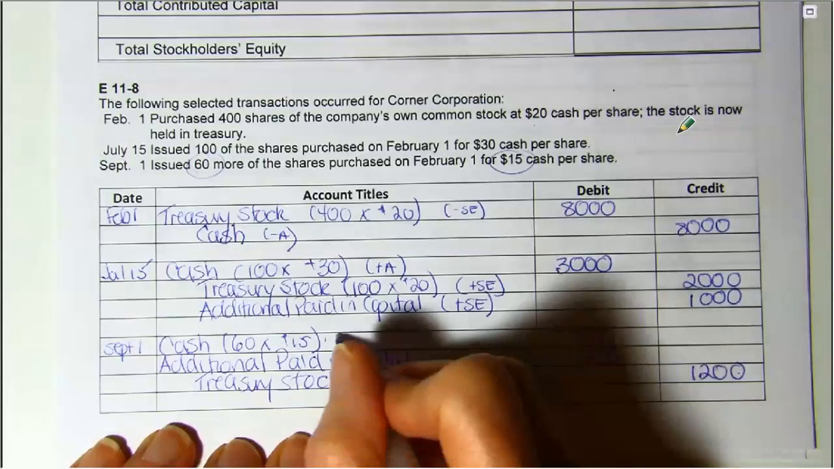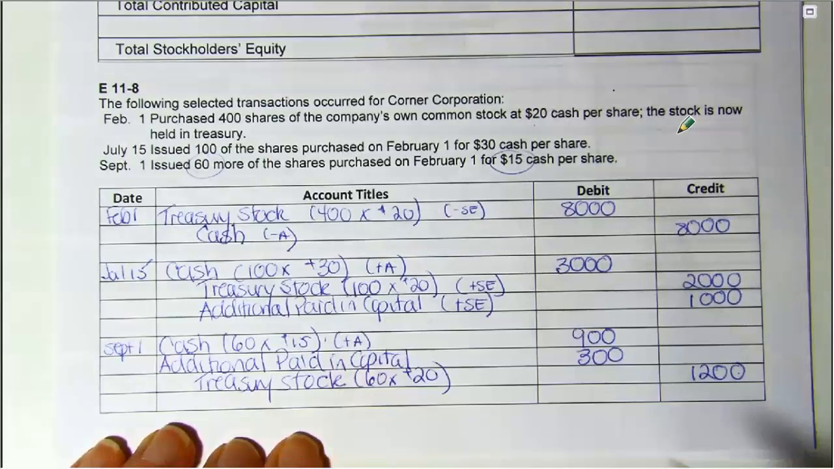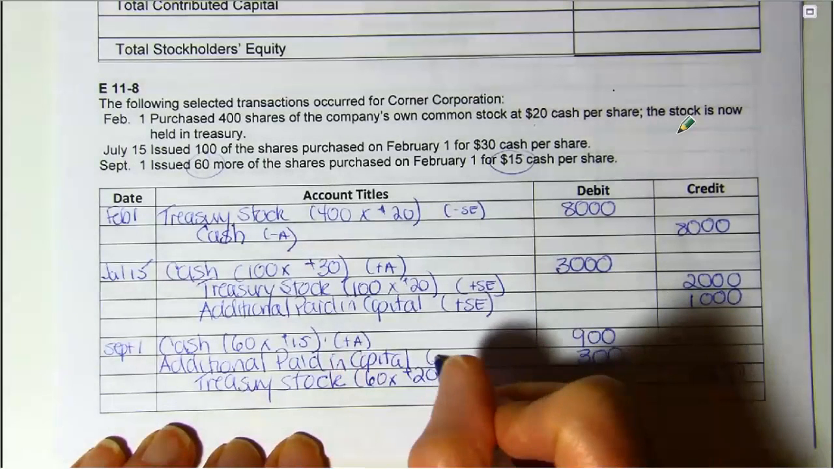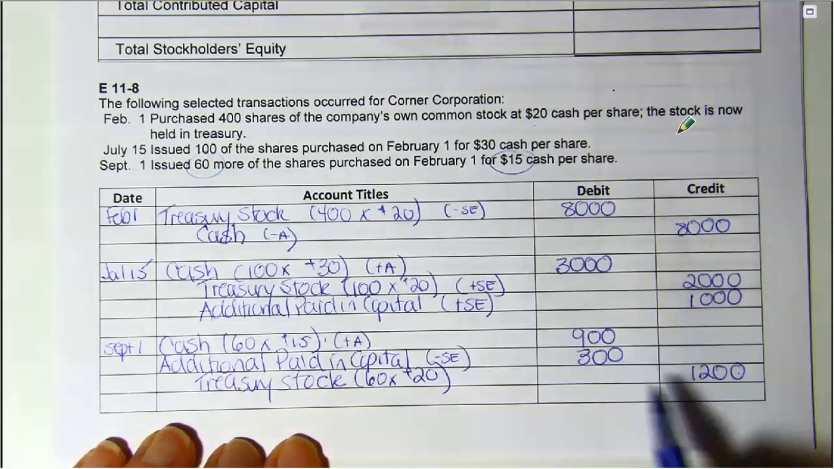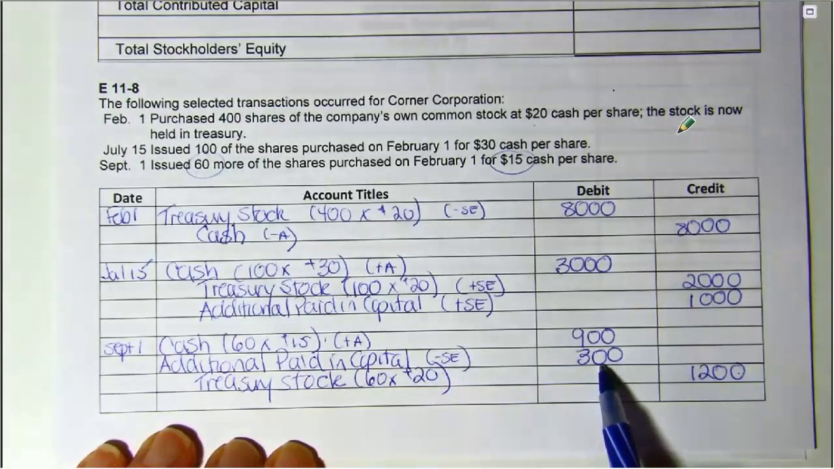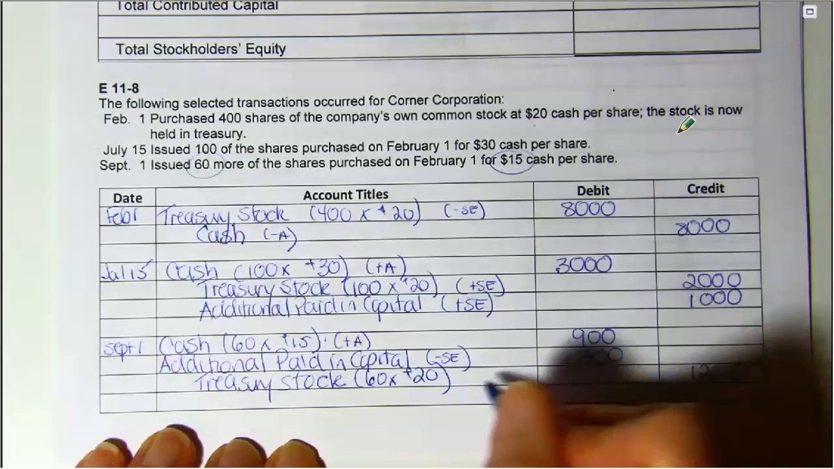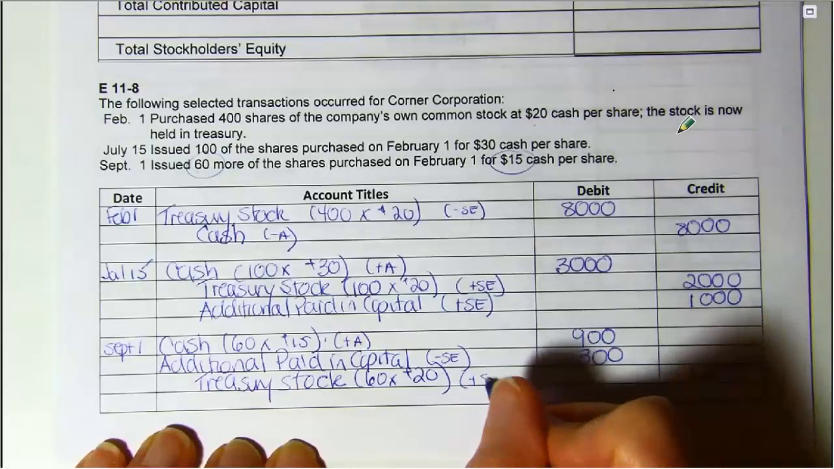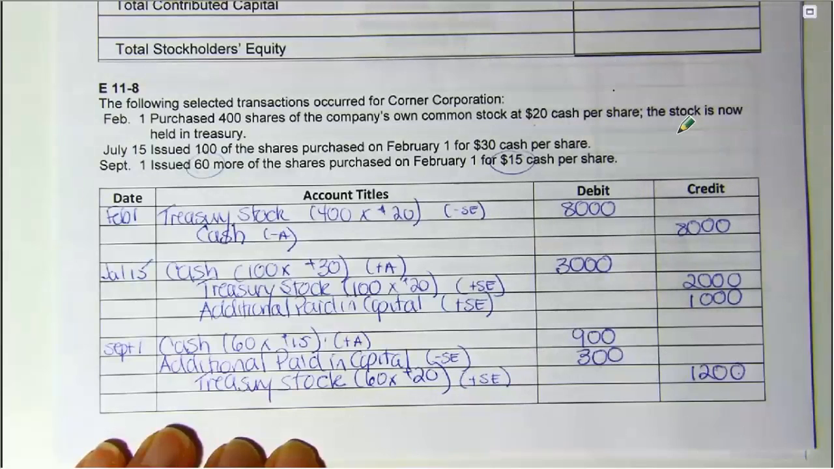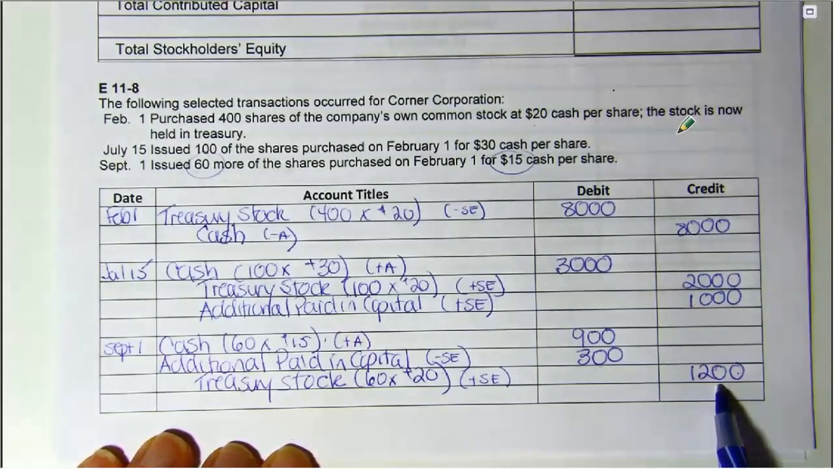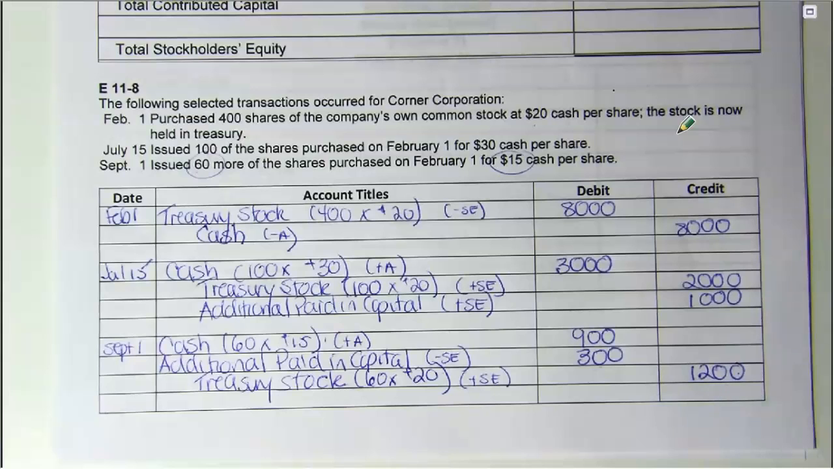So this transaction will increase the asset cash. It's going to decrease stockholders' equity for the amount you're debiting additional paid-in capital. And it's going to increase stockholders' equity for the amount that you're reselling on the Treasury stock. You're giving the stock back to the investors. So the net effect on stockholders' equity is an increase of 900 between the minus 300 and plus 1200.